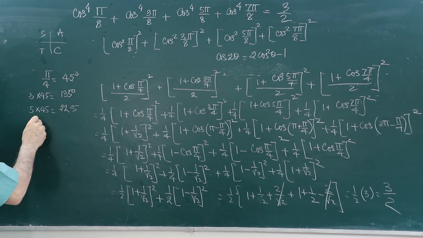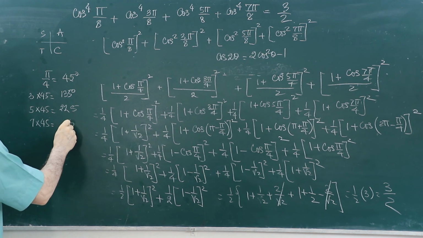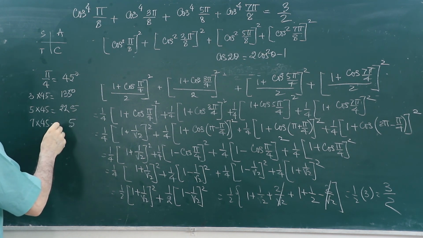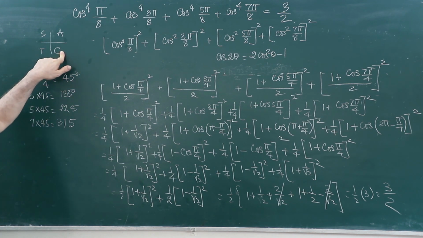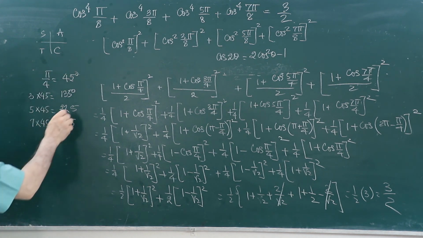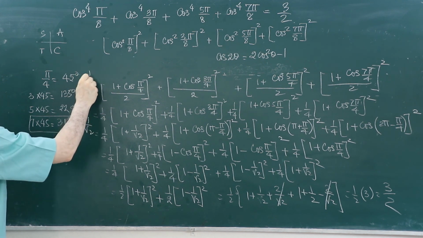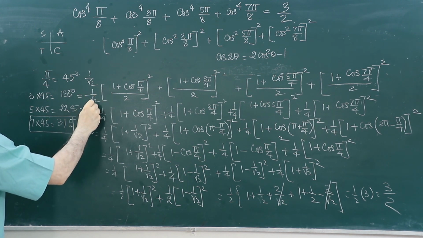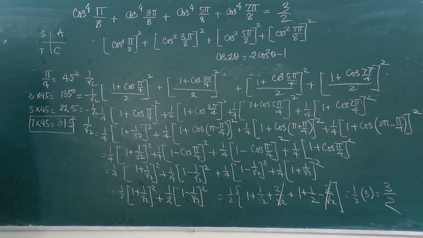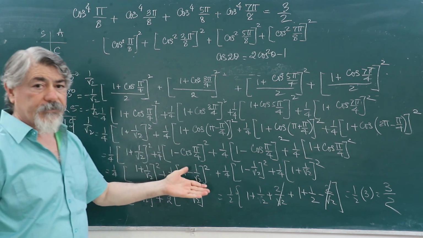And next is 7 into 45, 7π/4. 7 into 45 is 315. It will fall in the fourth quadrant, so this will be positive. This is positive 1/√2. This is positive 1/√2. This is minus 1/√2. This is minus 1/√2. Whichever method suits you, you apply that, whether this way or this way. Thank you.